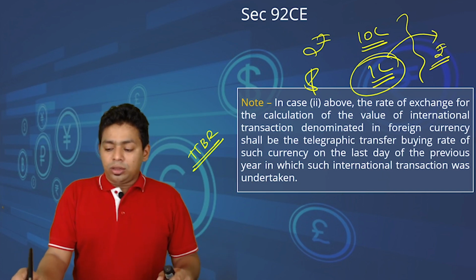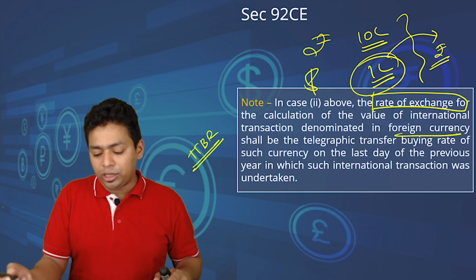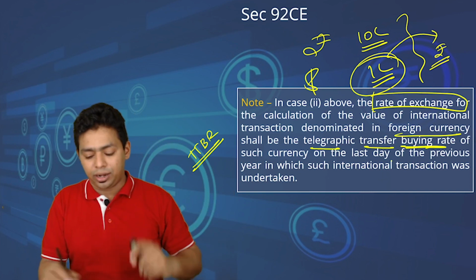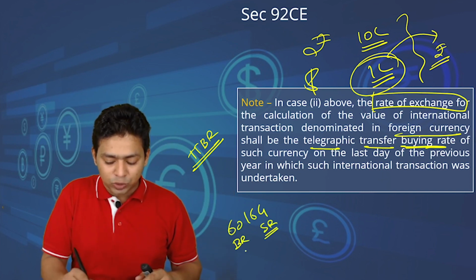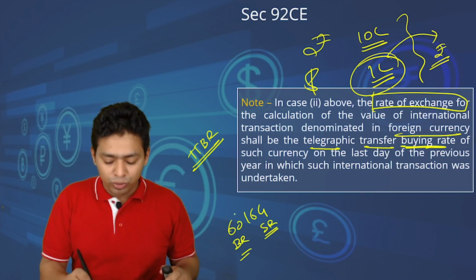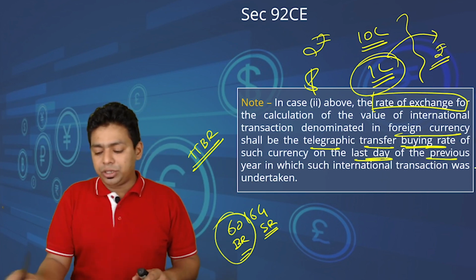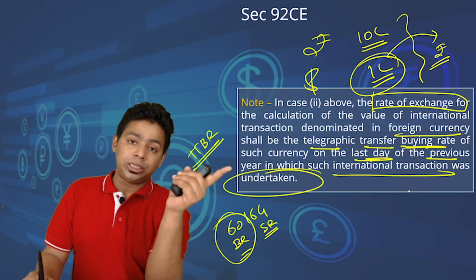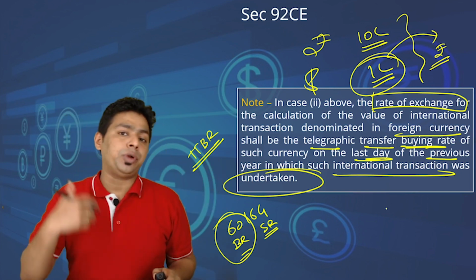Please understand. The rate of exchange for the calculation of the value of an international transaction denominated in foreign currency shall be the telegraphic transfer buying rate, the lower rate, not the higher rate. See, if 60/64 is written, this is the buying rate and this is the selling rate. This much foreign taxation or international currency values you should understand. So we have to focus on the buying rate, on the last day of the previous year in which such international transaction was undertaken. So on the last day, the interest rate we take from the first day, Indian rupee, 30th September for LIBOR, and the buying rate we have to take from the end.